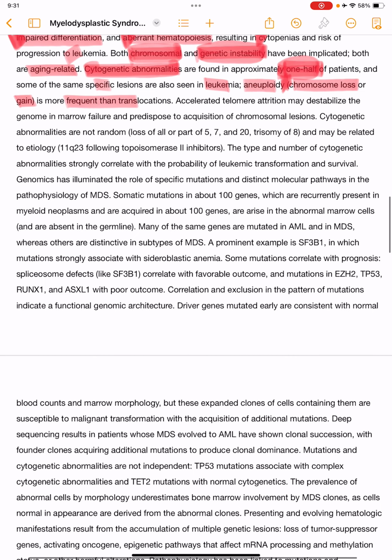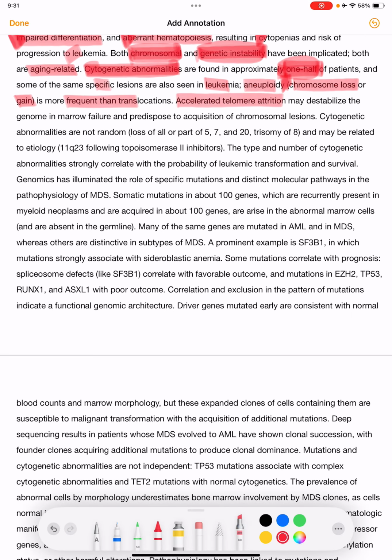Accelerated telomere attrition may destabilize the genome in marrow failure and predispose to acquisition of chromosomal lesions. So cytogenetic abnormalities are not random.